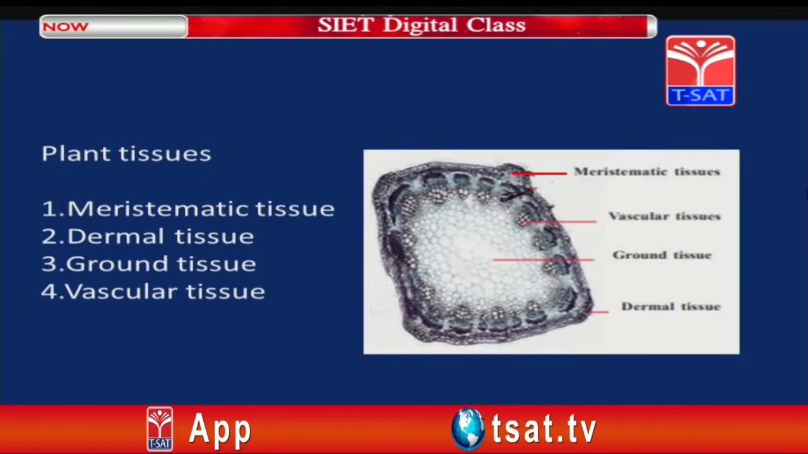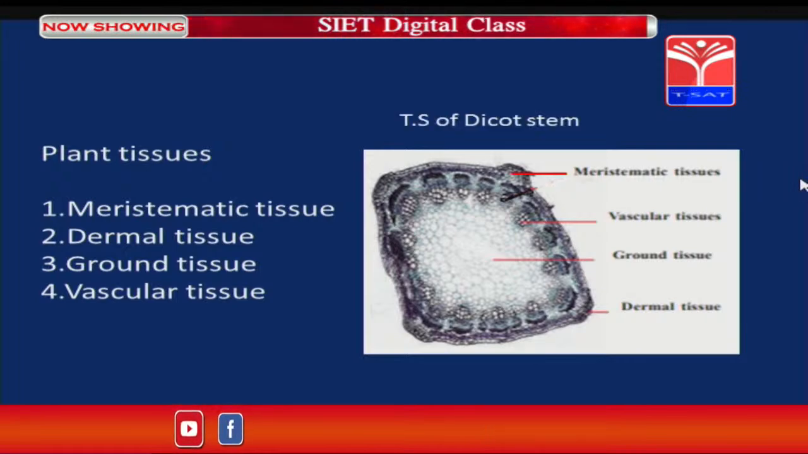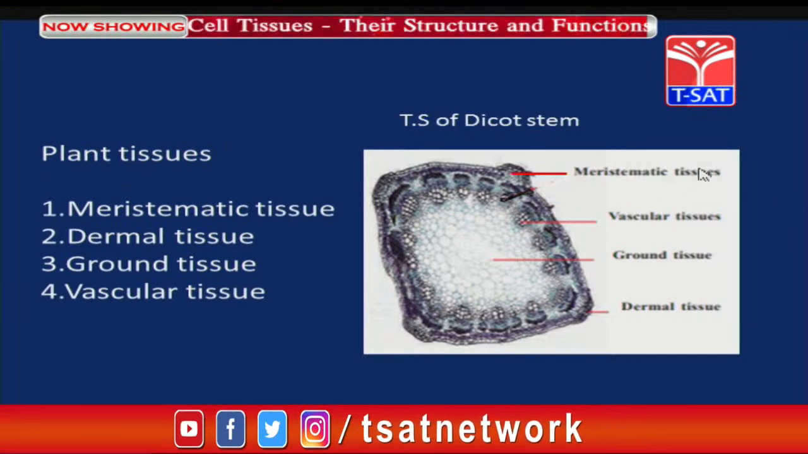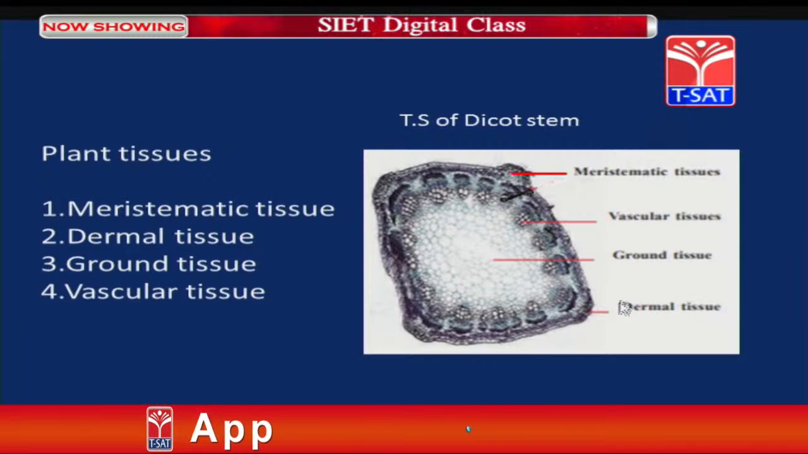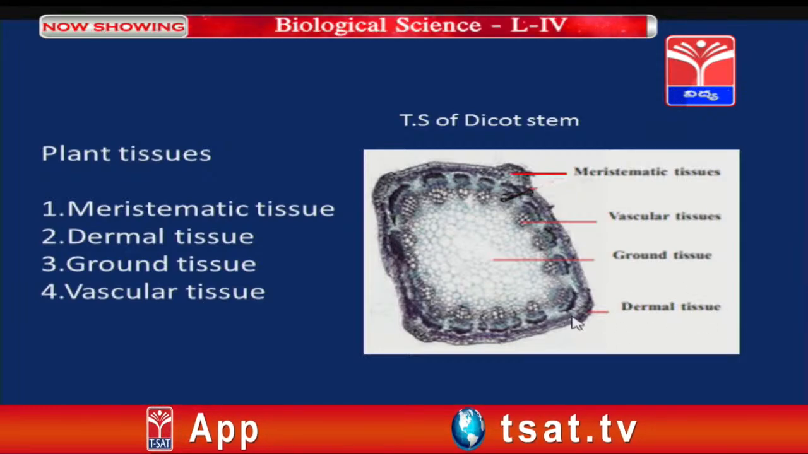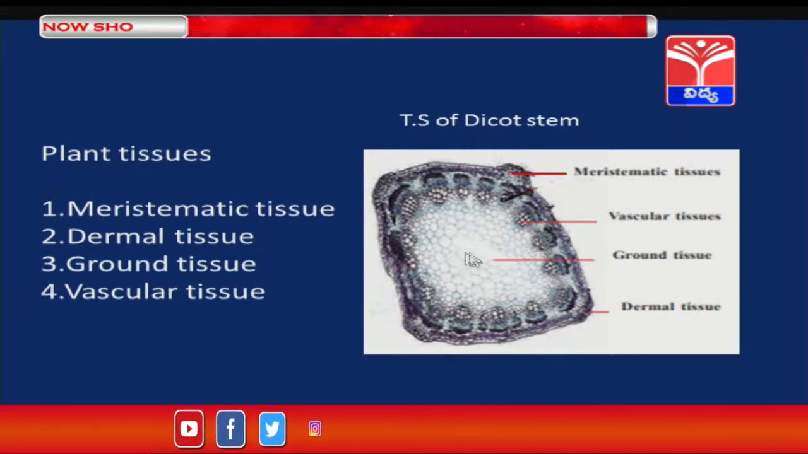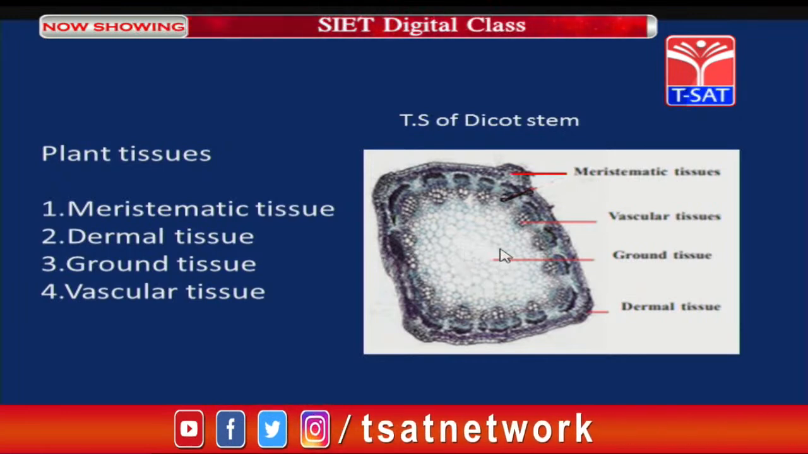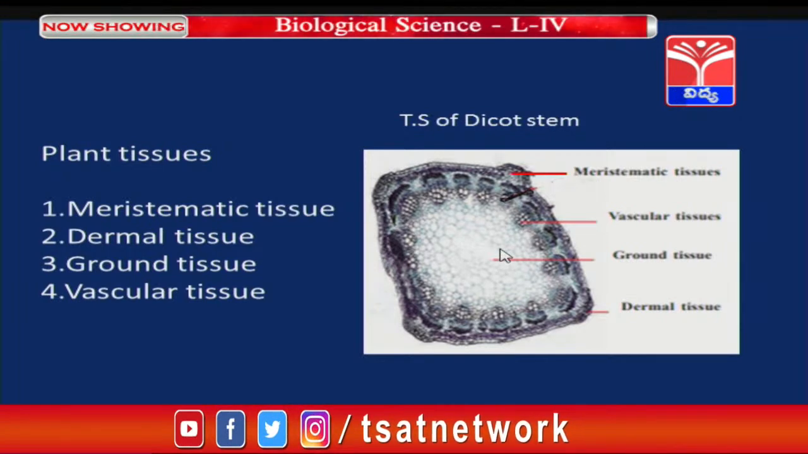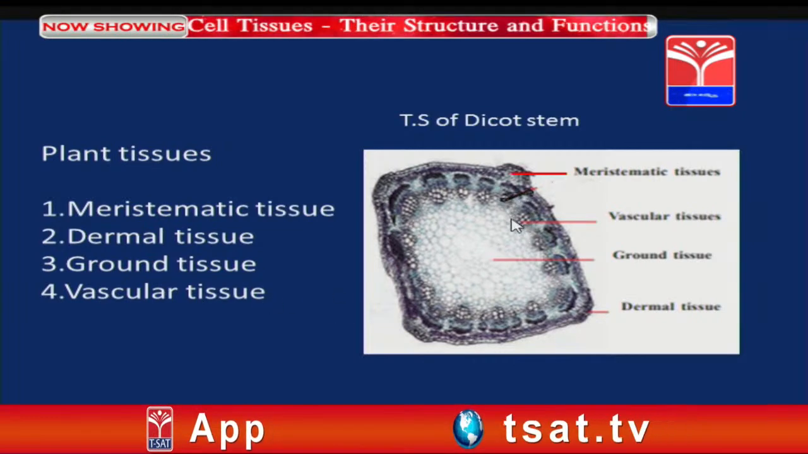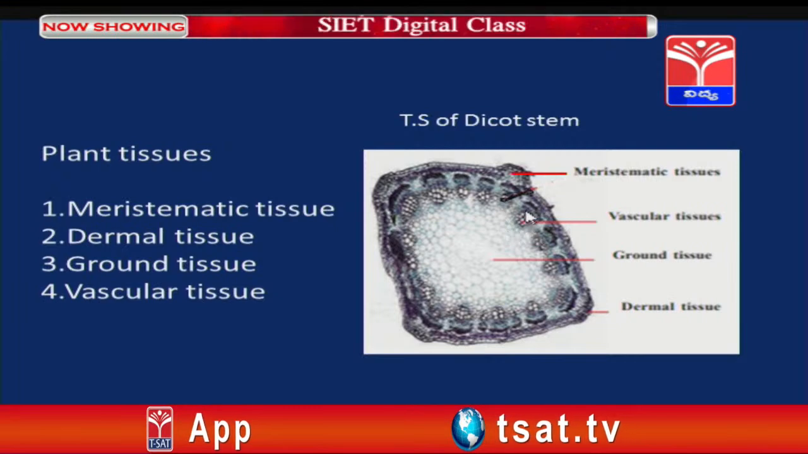Now children, see this picture of TS of dicot stem. Meristematic tissue is seen in the regions of growth. Dermal tissue is seen as the outer layer of the plant body, and ground tissue forms the major part of the plant body and gives mechanical support to the plant body, and vascular tissue helps in the transport of food and water.